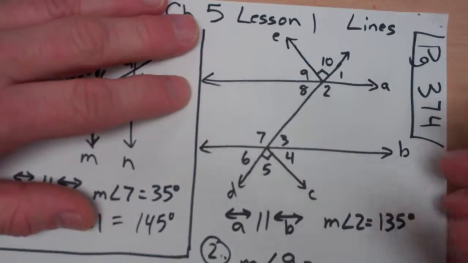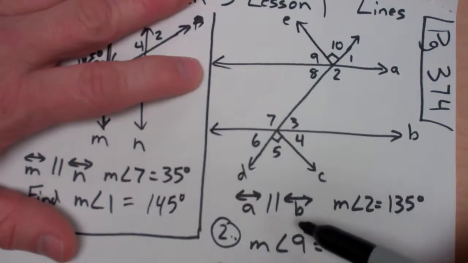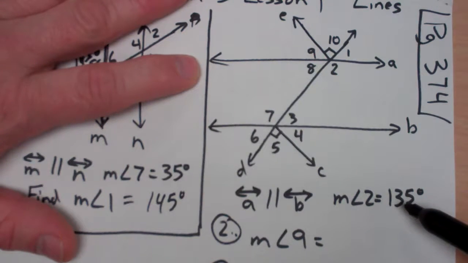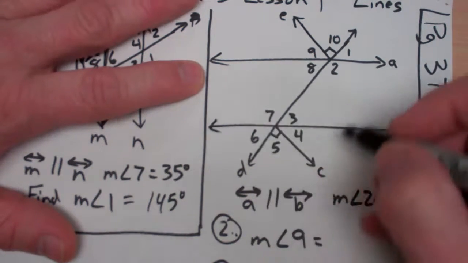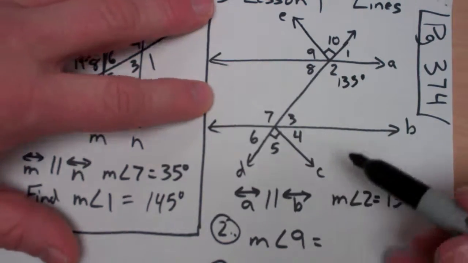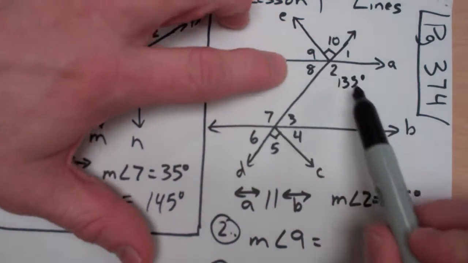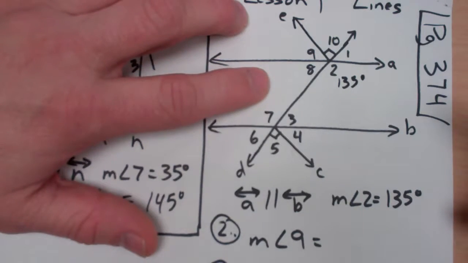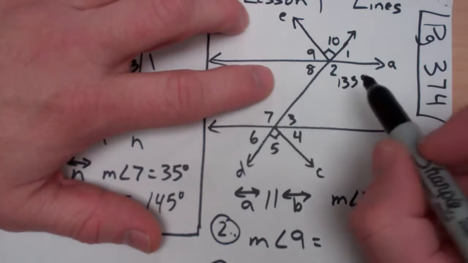So let me do another one. This one, they tell me that A is parallel to B. They tell me that the measure of angle 2 is 135, so let me find angle 2, 135, and we want to find the measure of angle 9 eventually, and 7. Okay, well, 9 and 7. Let's go see if we can find 9.